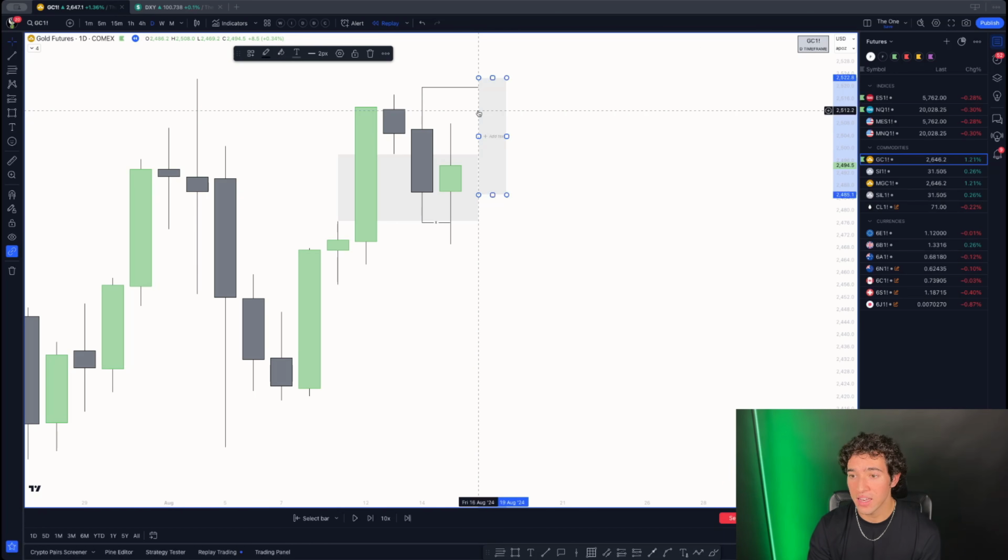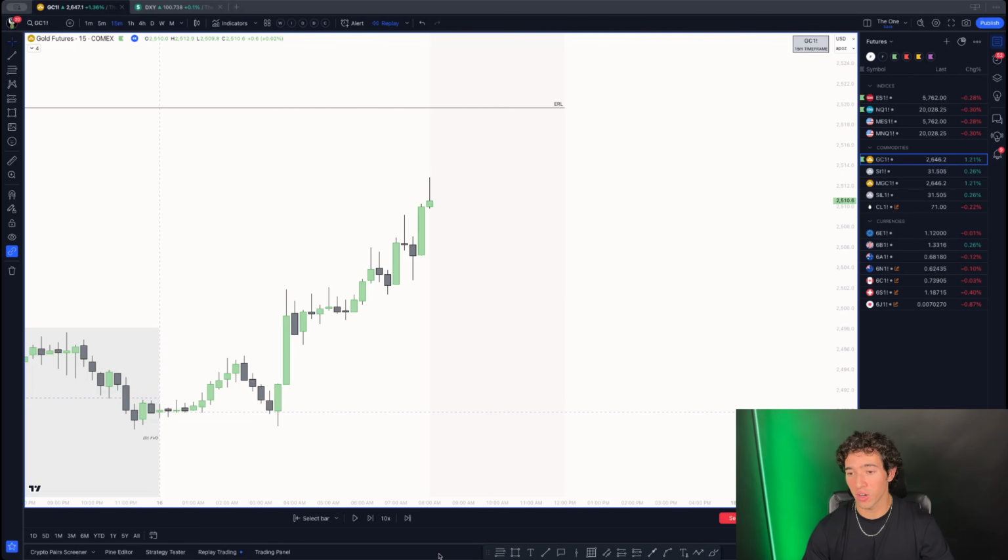We want to look in the lower time frames here and find a PD array we can use to get in line. This can be a 1 hour, 4 hour, even a 15-minute gap. Let's do that. Here we are on the 15-minute chart, and we just want to find a PD array we can use to get in line with that bullish higher time frame bias.